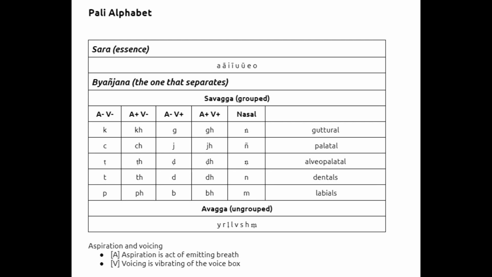A, I, U, E, O, Ka, Ga, Gha, Nga, Ja, Cha, Ja, Ja, Nya, Da, Tha, Da, Dha, Na, Ba, Pha, Ba, Bha, Ma, Ya, Ra, La, La, Wa, Sa, Ha, Ang. That's how you say it.